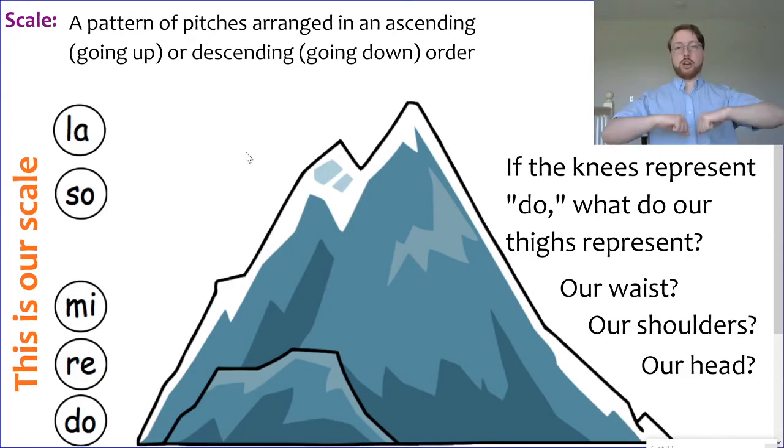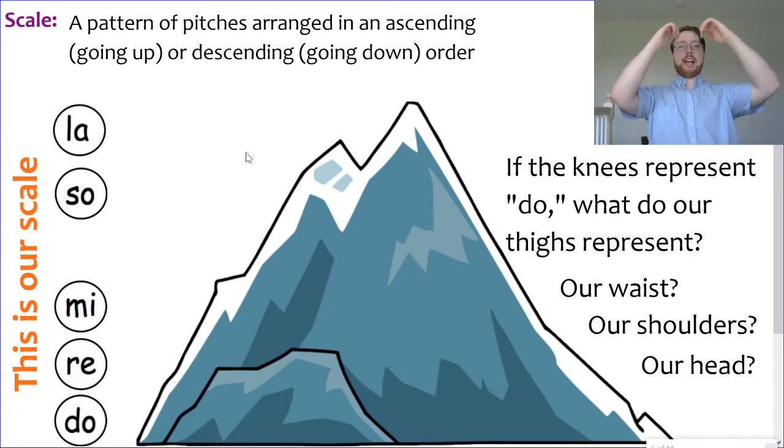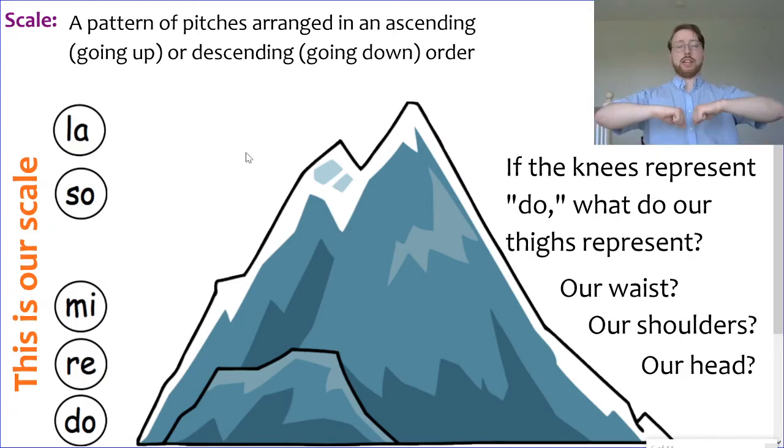It starts on do, and then re, and then mi, skips to sol, and then la. Let's practice our scale. Repeat after me. Do, do, do. Re, re, re. Mi, mi, mi. Sol, sol, sol. La, la, la.